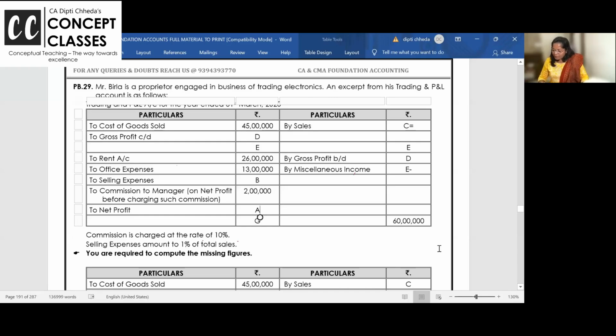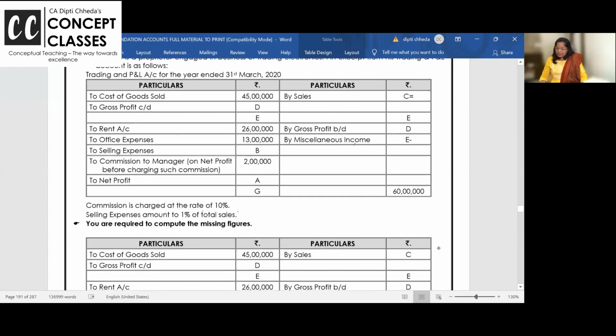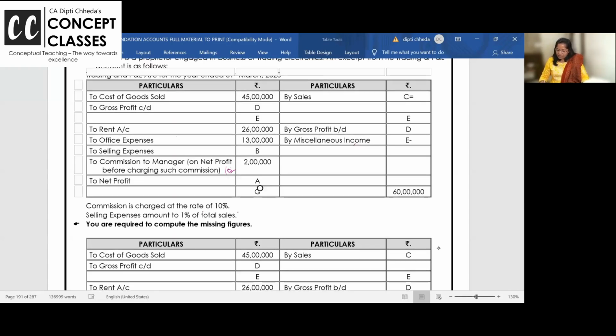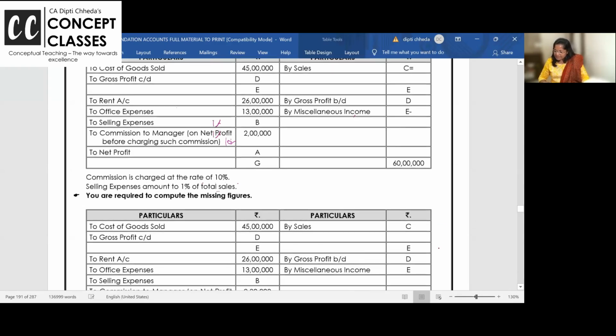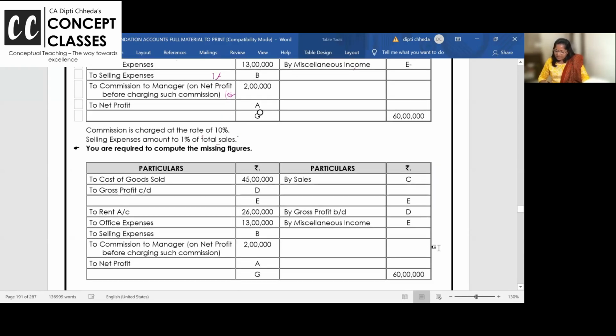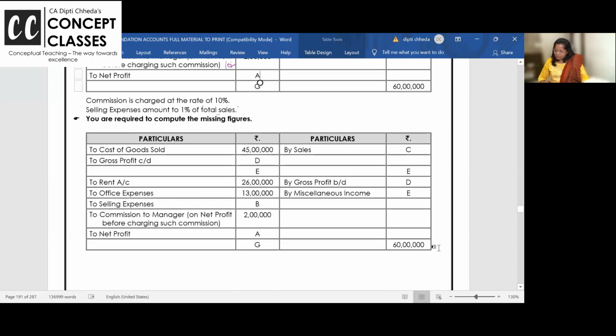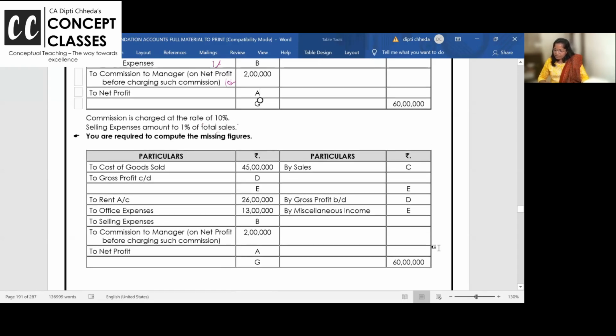Yeah, read the problem with me. So commission is given 10%. The commission is charged at the rate of 10% of the net profit. Obviously. So selling expenses are 1% of the sales. Now other details is given to you. You are required to find the missing figures.